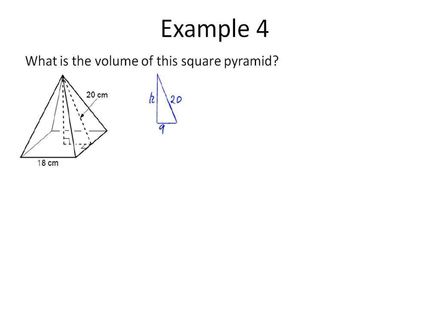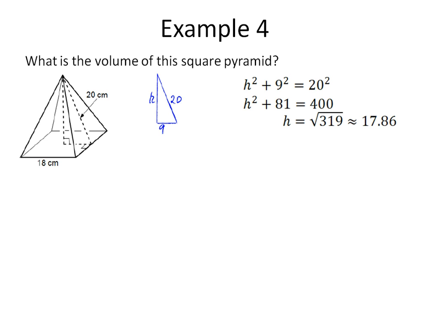So if you notice, one of the legs is labeled H for height. The other leg is 9, which is half of the 18. And we know the hypotenuse in this case, or the slant height, is 20. So this means that we're going to set up our Pythagorean theorem this way. The height squared plus 9 squared is equal to 20 squared. So the height squared plus 81 is equal to 400. So h is equal to the square root of 400 minus 81, which is 319, and that gives us approximately 17.86.